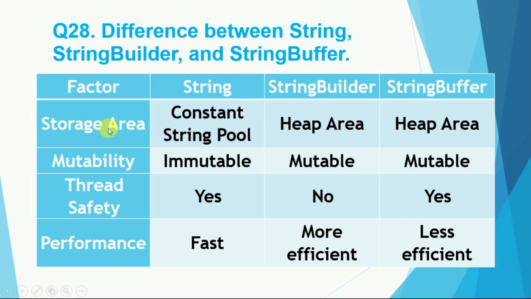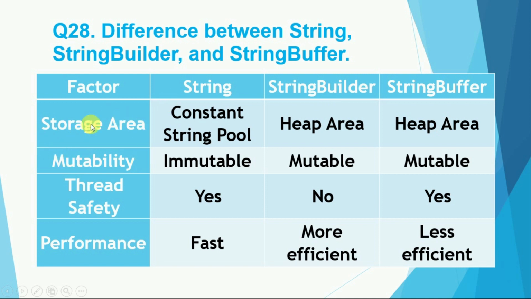With respect to different factors, if we talk about string, the string storage area, as we already discussed, is the constant string pool. But if we talk about StringBuilder and StringBuffer, we will cover them in our next video, so don't worry about what they are. In this question, our only aim is to differentiate StringBuilder and StringBuffer. If we talk about storage, in StringBuilder the storage area is the heap area, and StringBuffer is also the heap area.